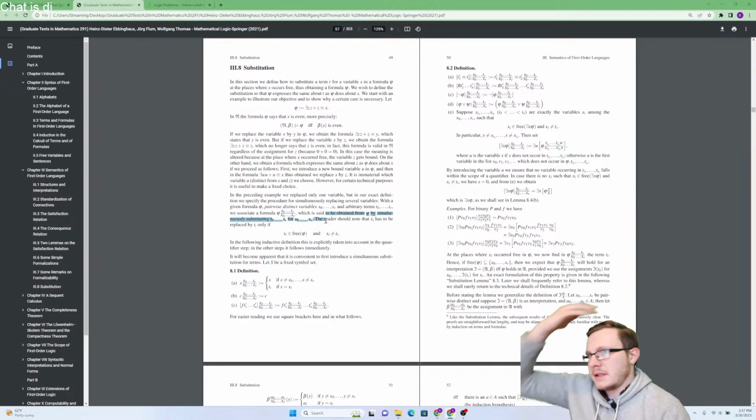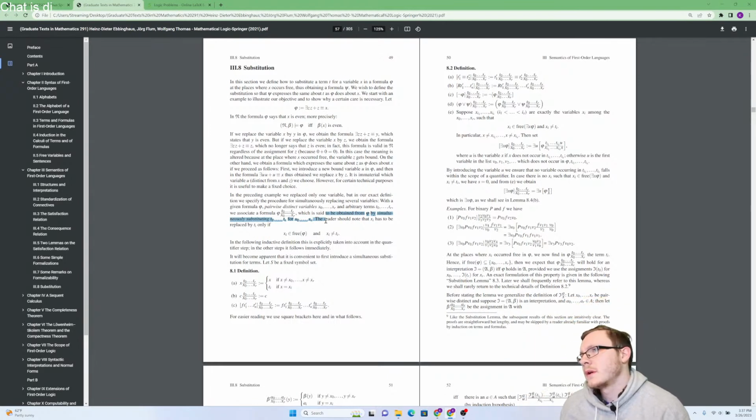We're substituting t0 through tr for x, so we're substituting terms for variables, and for some reason we're substituting u for x inside of here, where u is the variable x if x does not occur inside of the other terms that are being replaced. Otherwise, u is the first variable in the list which does not occur. By introducing the variable u, we assure that no variable in ti falls within the scope of a quantifier.